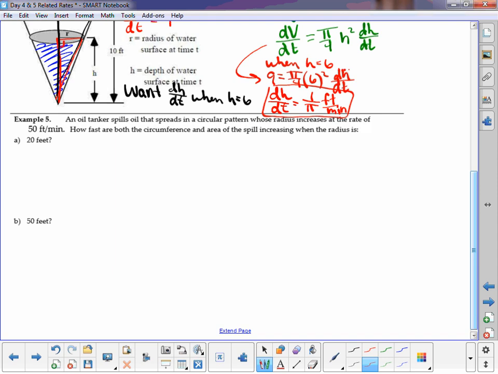So I want you to go ahead and try part A here, and notice they're asking for both the rate of change of circumference and the rate of change of area. So you're actually looking for 2 different things. So go ahead and try A. Think of what your area formula is and your circumference formula. Feel free to talk with those around you if you get stuck and ask me questions, but I want you guys to go ahead and try this one.